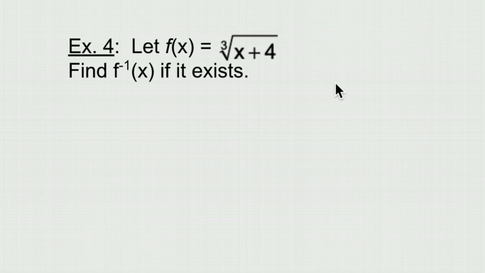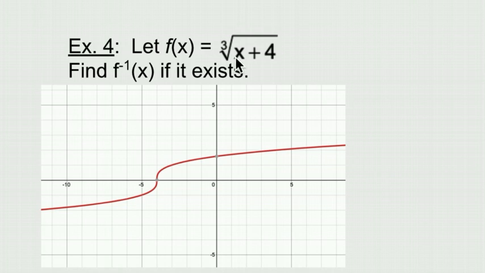Now let's do example 4. Example 4, let f of x equal the cubed root of x plus 4. We're just going to find the inverse function if it exists. And I'm going to see if the inverse function exists by looking at a graph of the cubed root of x plus 4. And it makes sense that when x is negative 4, f of x would be 0. So negative 4 comma 0 is on this graph.